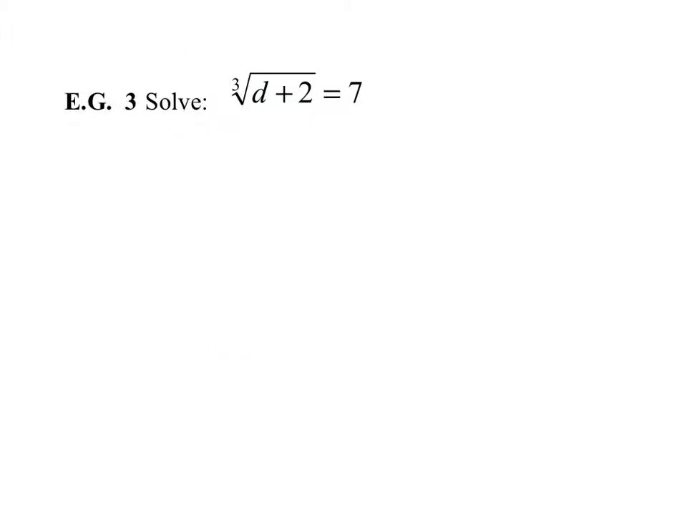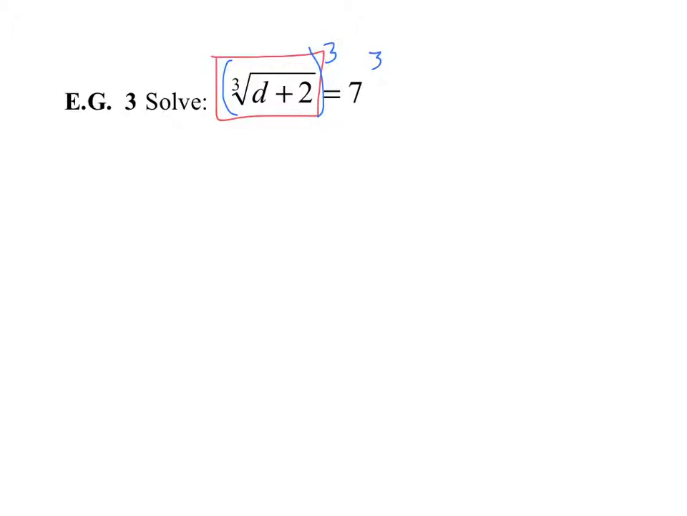A new example. Cube root of d plus 2 equals 7. Isolate the root. So anything outside of the root on the left-hand side of the equation needs to move to the other side. In this case, there is nothing to move. It's already isolated. So now what we're going to need to do is get rid of the radical, which in this case is a cube root, which means we're going to need the power of 3 to undo this kind of root. What you do to one side, you got to do to the other.